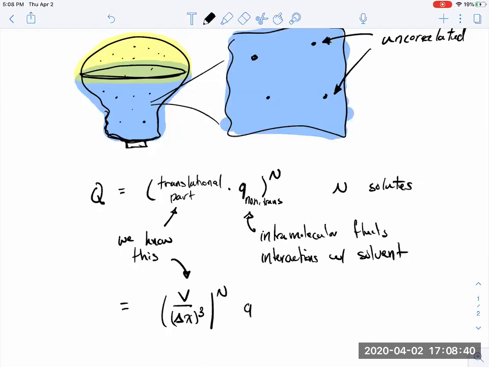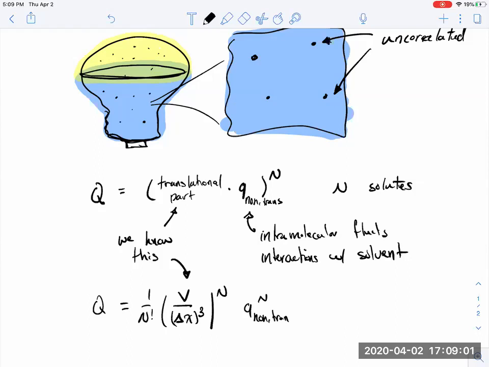We then are left with q non-translational raised to the n. And if those solutes are indistinguishable, we know we have to account for the potential for permutations. So the partition function will have that factor of 1 over n factorial to account for that correctly.